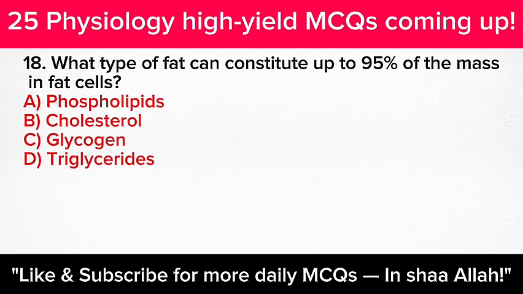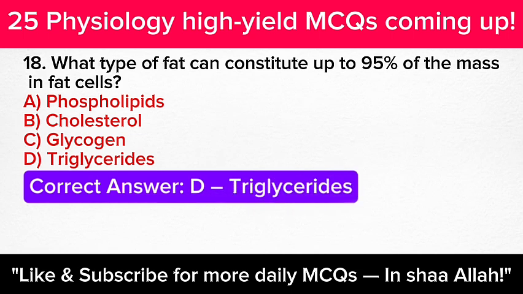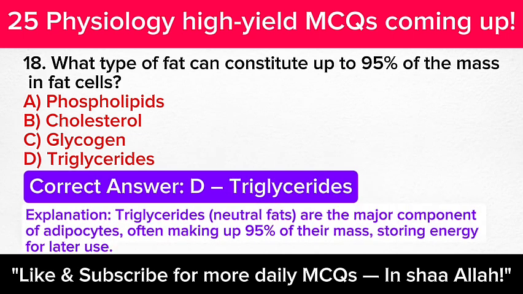18. What type of fat can constitute up to 95% of the mass in fat cells? A. Phospholipids. B. Cholesterol. C. Glycogen. D. Triglycerides. Correct answer, D. Triglycerides. Explanation. Triglycerides, neutral fats, are the major component of adipocytes, often making up 95% of their mass, storing energy for later use.